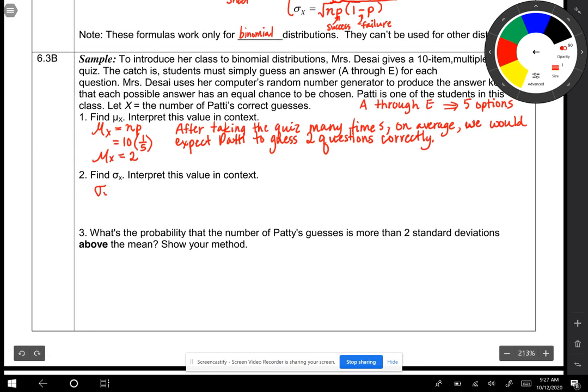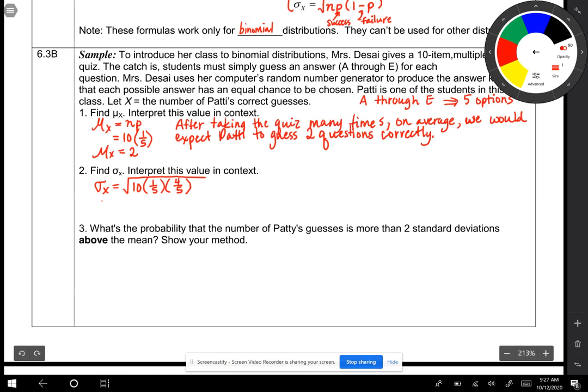So the standard deviation of X is equal to the square root of n times p times q. So 10 times the probability of success, which is 1/5, times the probability of failure, which is the remaining. So if 1/5 is a success, 4/5 is your failure, because 1/5 and 4/5 always add up to 1. And so when you do the math, you end up getting the standard deviation. Inside the square root, you are going to have 40 over 25, and that will give you a standard deviation of 1.26.